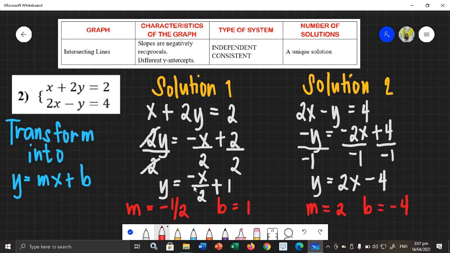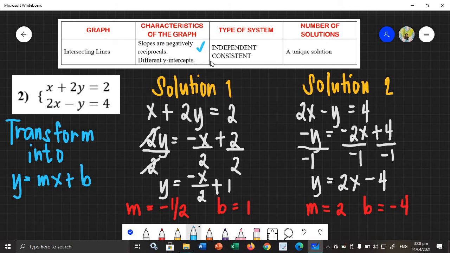Observing the slopes, we have negative 1/2 on the first one, and then we have 2 on the second one. Sabi, kailangan ng slope nila ay negatively reciprocals. So, si negative 1/2, ang counterpart ni negative sign is a positive sign. Therefore, tama yung sign. First one is negative, the second one is positive. How about the numbers? So, 1/2, kunin natin yung reciprocal ni 1/2, that is 2. So, therefore, we can prove na yung slope nila is negatively reciprocals.